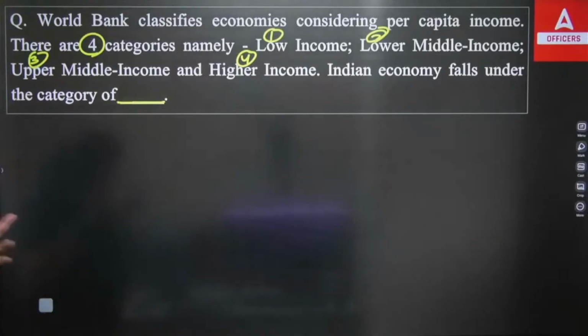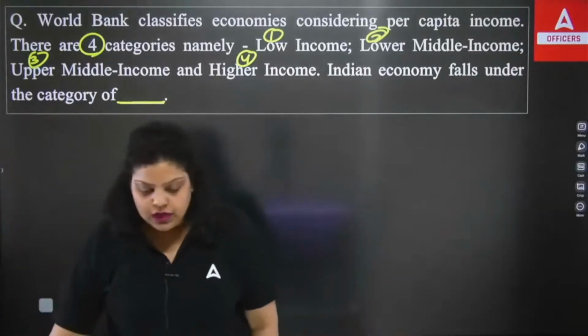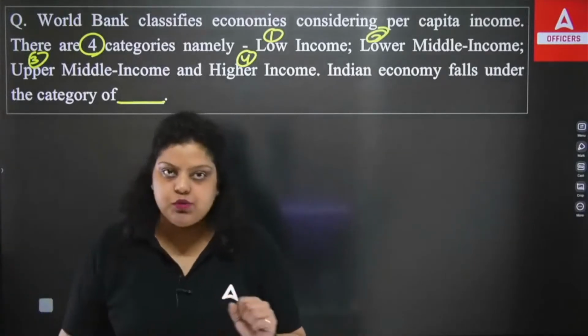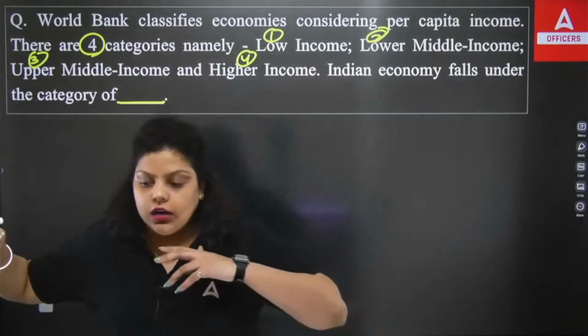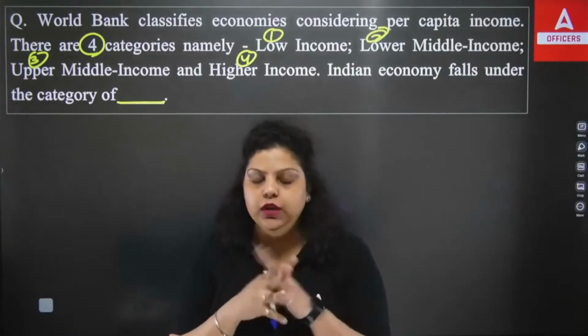So first of all, let's understand something about World Bank. This is your question. I hope the question is understood to all of you. World Bank divided the economy into 4 categories as per their per capita income range. So what is the category of the Indian economy that has been asked here? Now let's understand this very carefully.